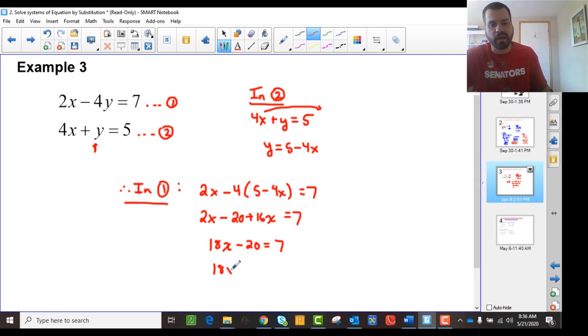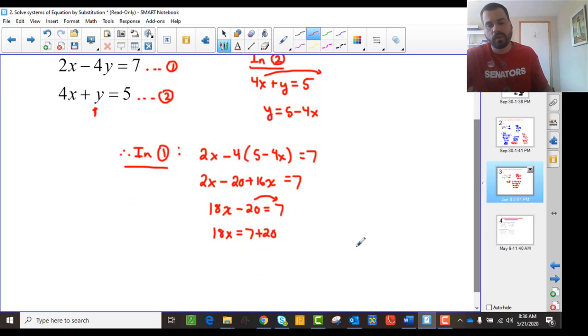So that means 18x is 7 plus 20. We bring this 20 to the other side. And that means that 18x is 27, which means that x is 27 divided by 18. And if we reduce that, we get 3 over 2. We divide them both by 9. Or you could write it as 1.5.